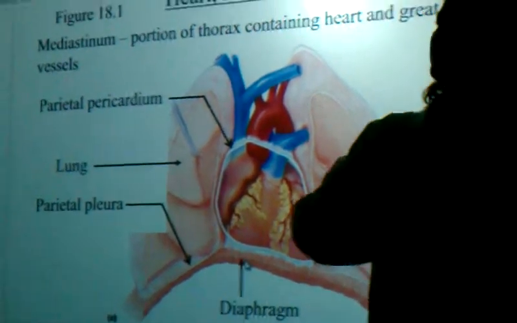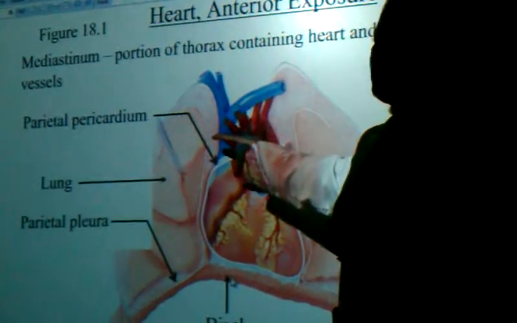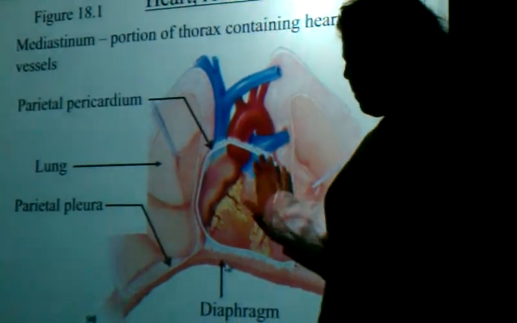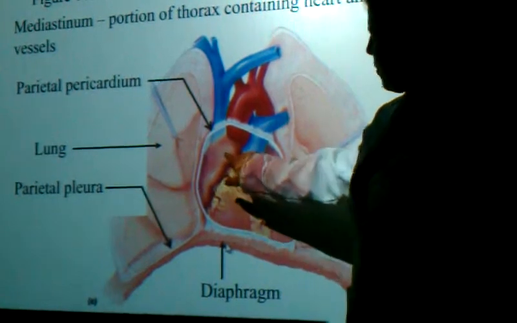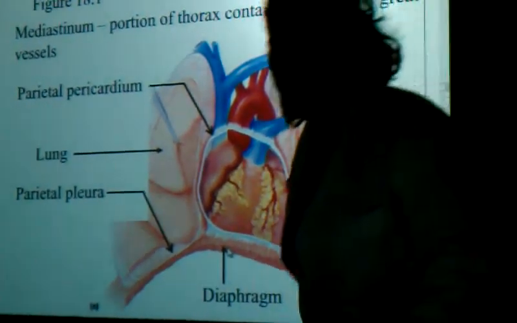Okay? That means the deepest portion of the heart is going to be the base of the heart. Okay? And the anterior of the heart is going to be the ventricle, and that means the posterior, or the deepest portion of the heart, will be mostly the atrium.